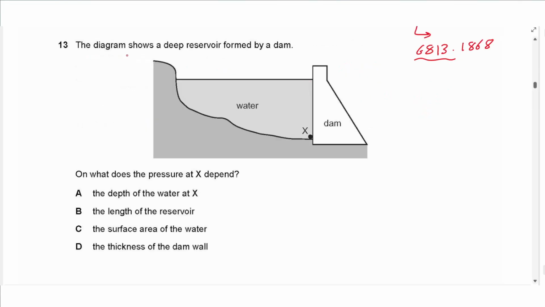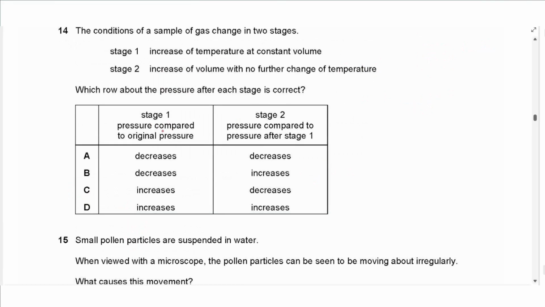Question 13 says the diagram shows a deep reservoir formed by a dam. On what does the pressure at X depend? Pressure in a liquid is equal to rho g h, so density of the liquid, gravitational field strength, and the depth. So the depth of the water at X, yes. The length of the reservoir, no. Surface area, no. Thickness of the dam wall, no.